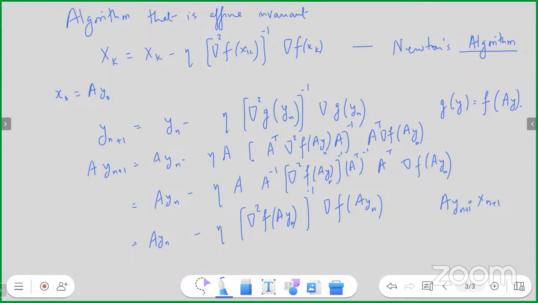So now, for the rest of the lecture today, I want to prove the convergence for Newton's method, which has a very strange property for strongly convex functions.